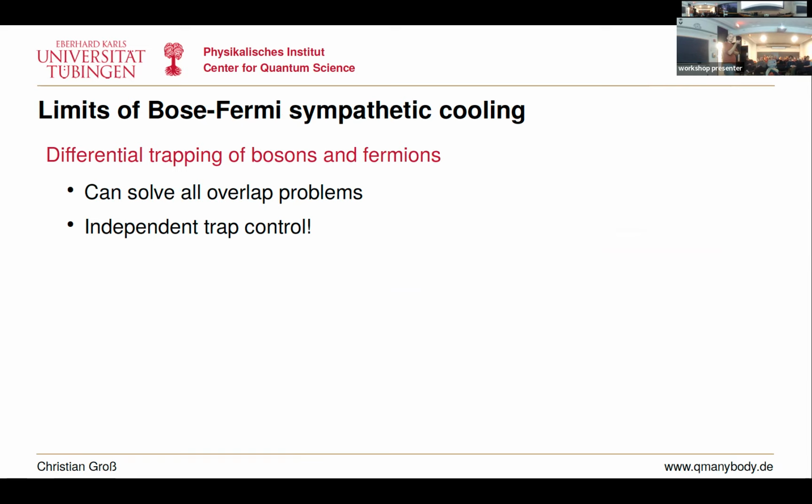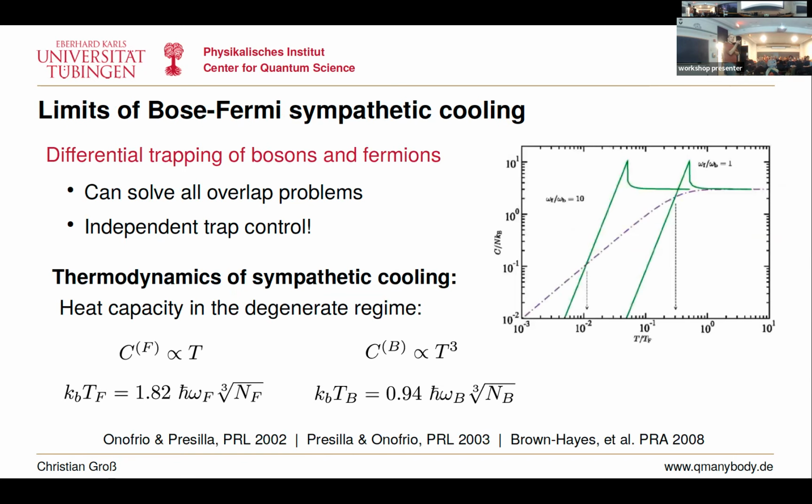That's the point of differential trap control, which basically can solve all these overlap problems. Then there is still a problem with Bose-Fermi evaporation, and that is the problem that when you want to use your bosons as a coolant, you actually get a problem due to thermodynamics in the degenerate regime.